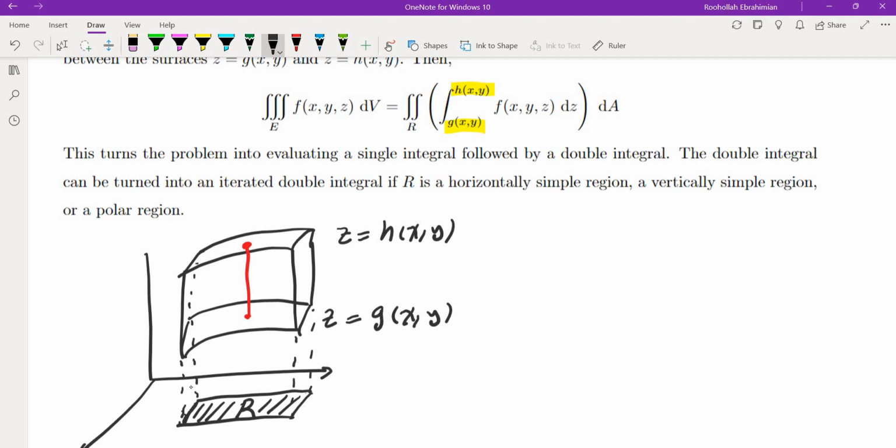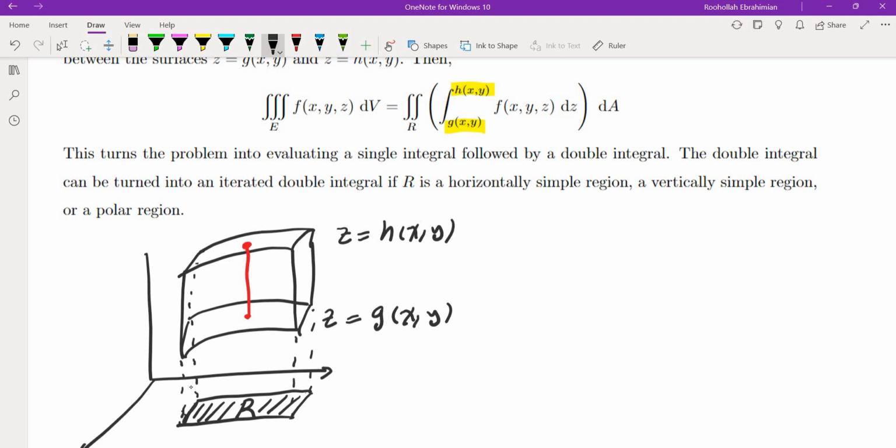Now, if the region R is a horizontally simple region, then we use the Cartesian coordinate system. If it is a vertically simple region, then we also use the Cartesian coordinate system. And if it is a polar region, we use polar coordinates.